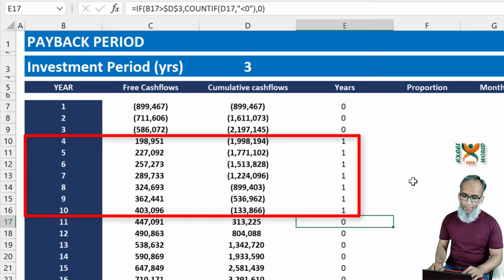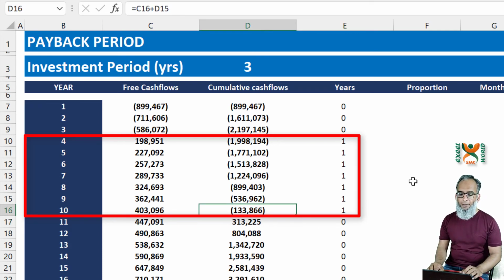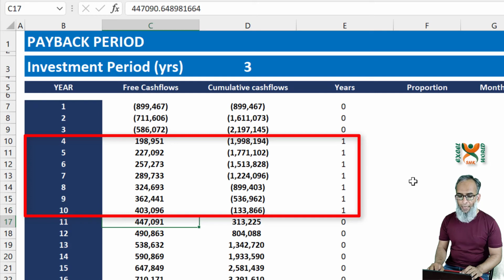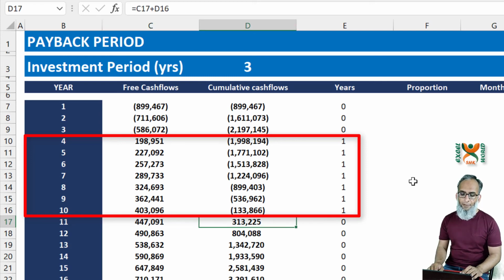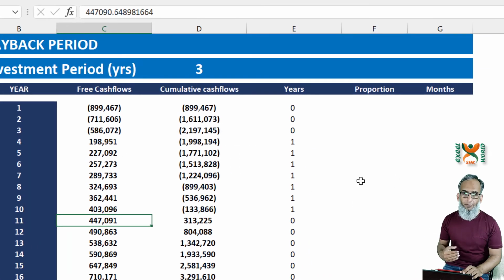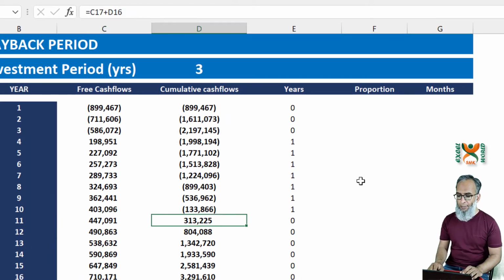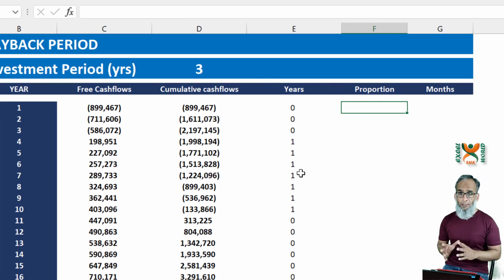or year, and your 11th year is not counted as the complete payback year, because we had 133,000 in the last year as cumulative net cash flows, and we have 447,000 net cash inflows for the 11th year. So which means that for a proportion of the period we had the payback completed, but we have to calculate that one as well. Now we have to calculate this proportion.